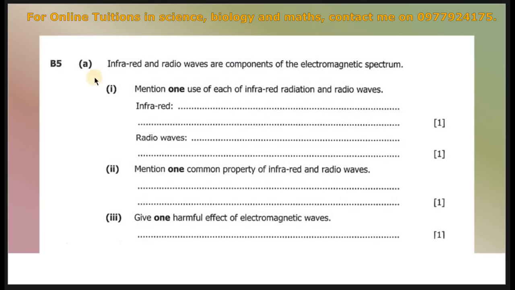They're saying, A, infrared and radio waves are components of the electromagnetic spectrum. 1, mention 1 use of each of infrared radiation and radio waves. Okay, there are many. So here, I'm just going to mention all of them, but you should have given 1. So infrared is used in communication, in remote controls, sensors, and also imaging.